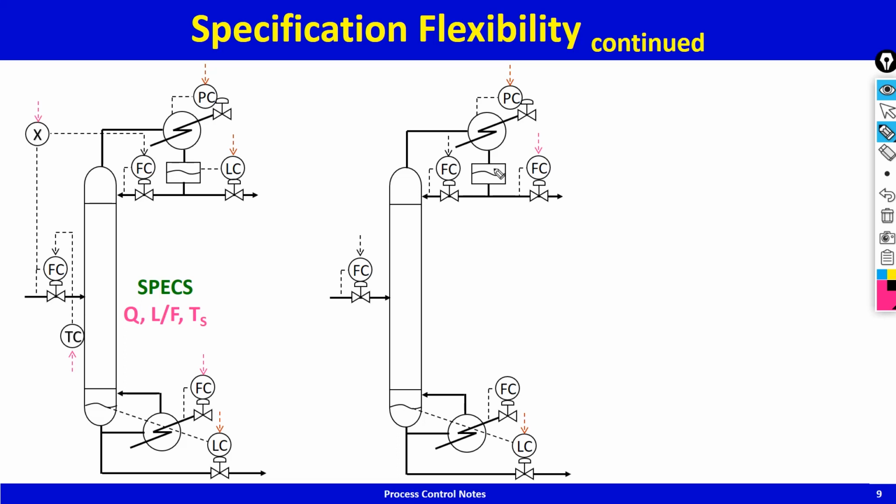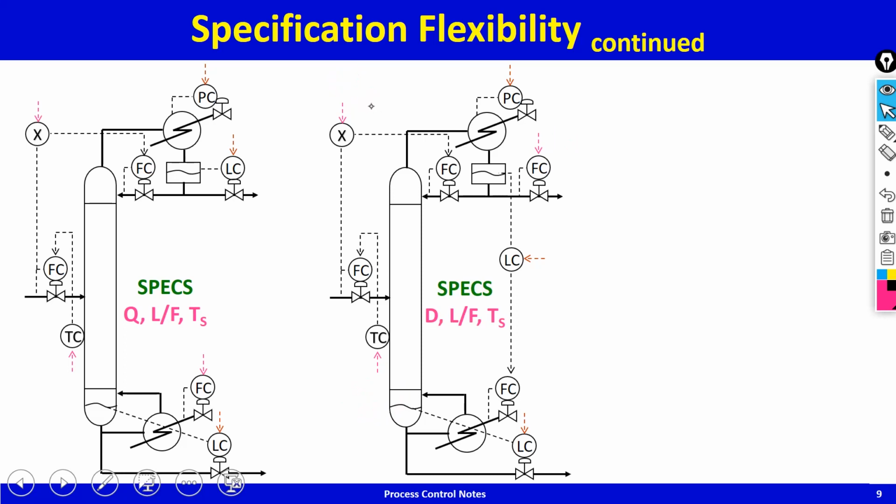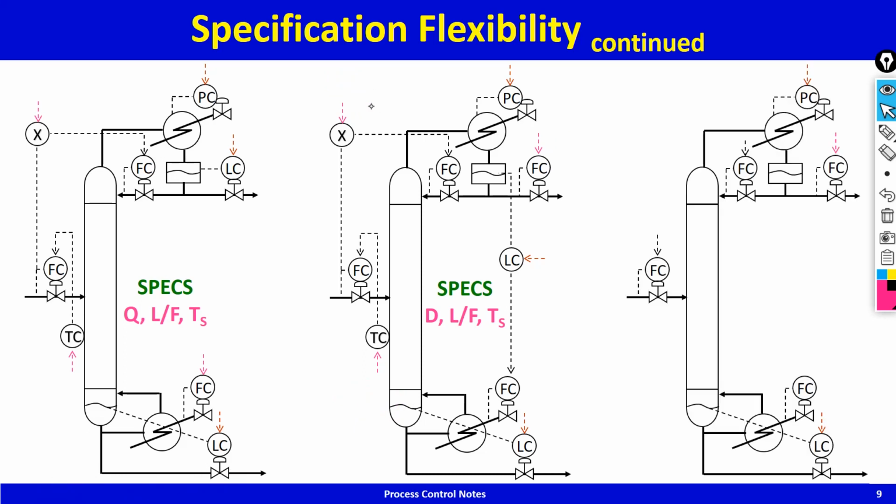and that's what is shown here. You've got the level controller there, and now if you look at the specifications, what are the specifications? The steady state specifications: D, temperature of the column, and L by F. So these are the specs, D, L by F and T. Let's continue with the last example here.